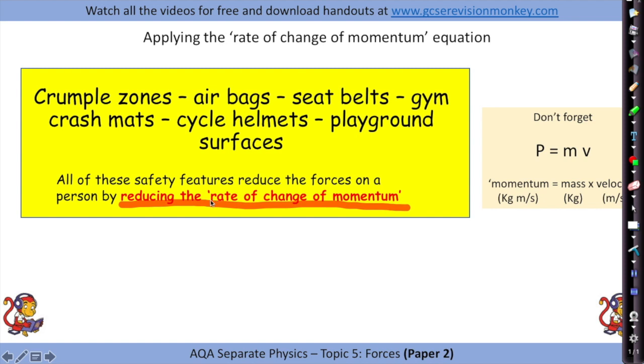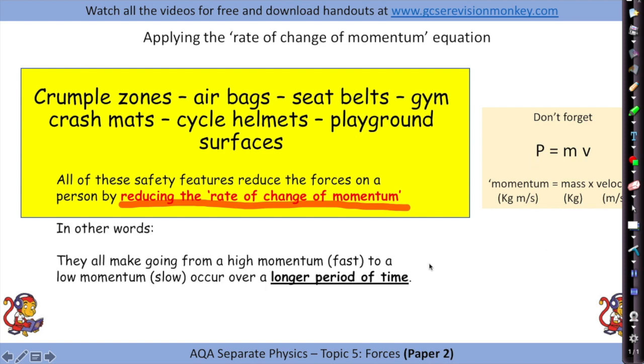But if we can change the rate of change of that momentum, as in we can make that change happen over a longer period of time, it's going to keep you safer. All of these safety devices make going from a high momentum, as in fast, to a low momentum, as in moving slowly, occur over a longer period of time. In other words, they make you stop slowly instead of stopping suddenly. It makes a lot more sense when it's said like that.